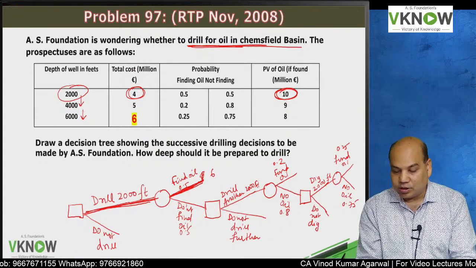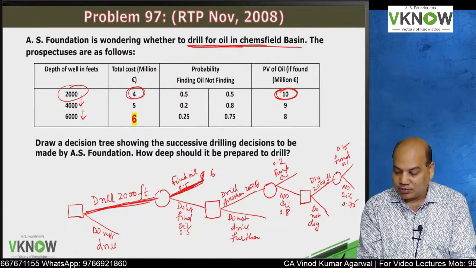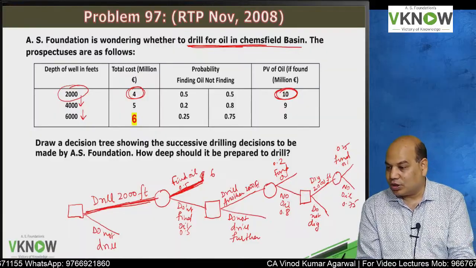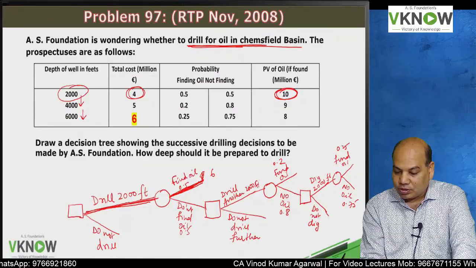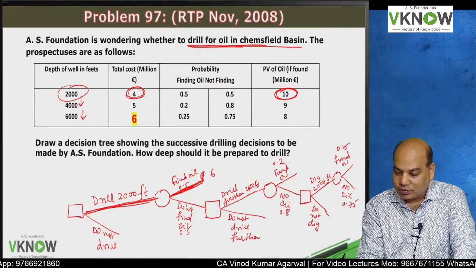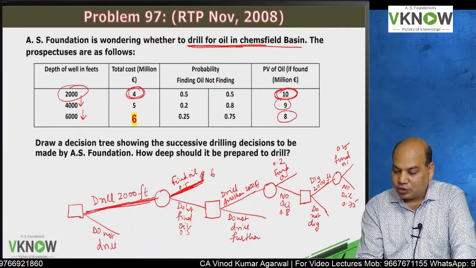And this way we will do it. I will solve in the diagram and explain. Okay, this way we will do it. We don't have enough space to write now, but you have got the idea. These are the costs you are incurring and these are the PV of oil.